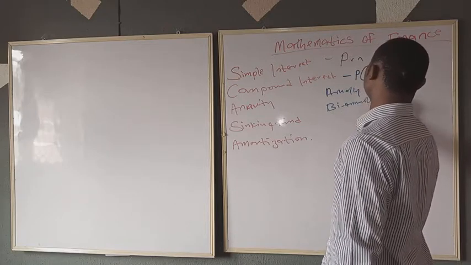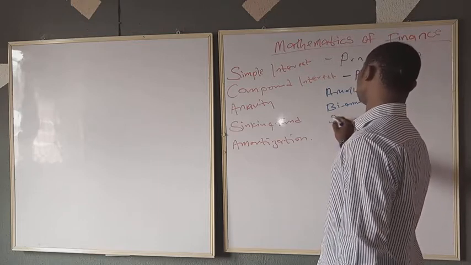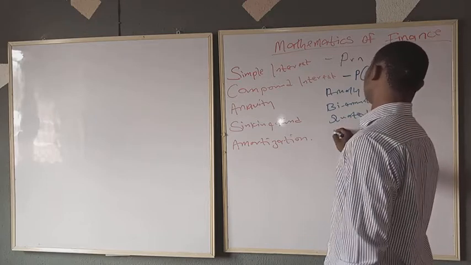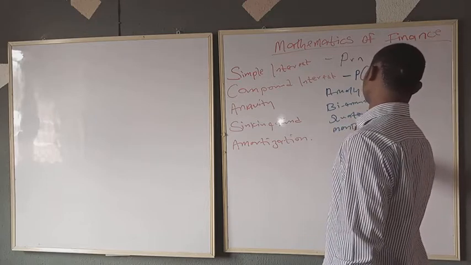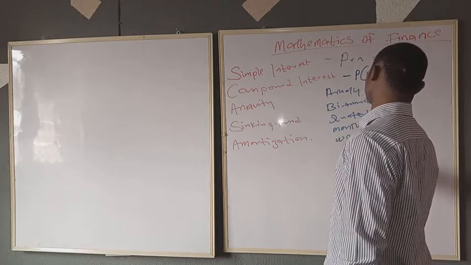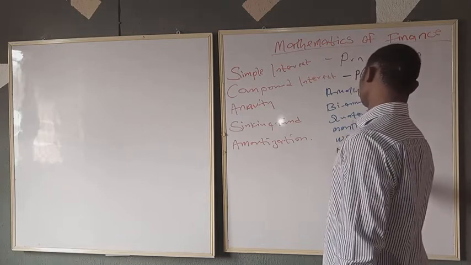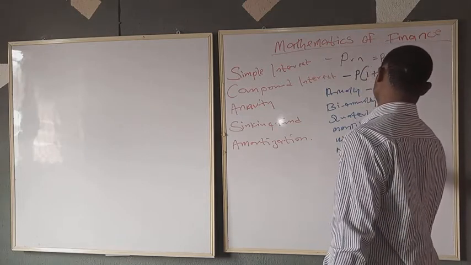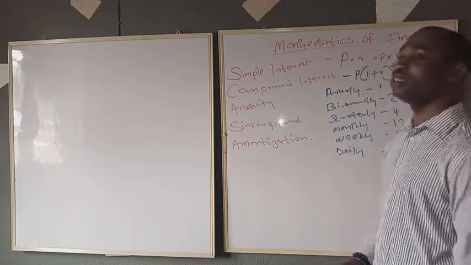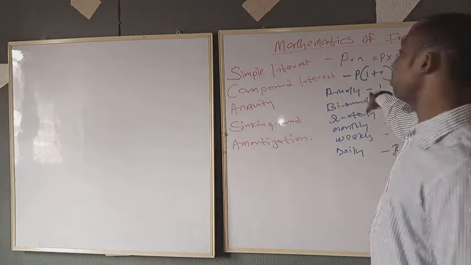Biannually, that is 2. Then quarterly, that is 4. Monthly, that is 12, and weekly, that is 52, and daily, that is 365. So these are the ways in which the compound interest can be compounded.